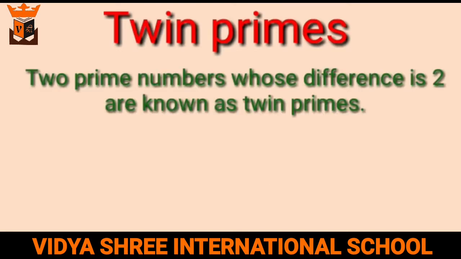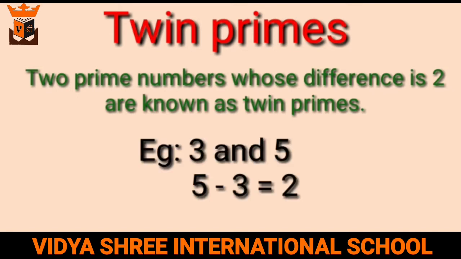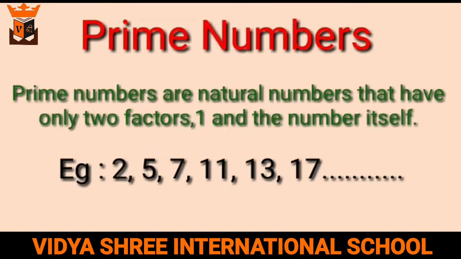Twin primes. Two prime numbers whose difference is 2 are known as twin primes. For example, 3 and 5. 5 minus 3 is equal to 2.